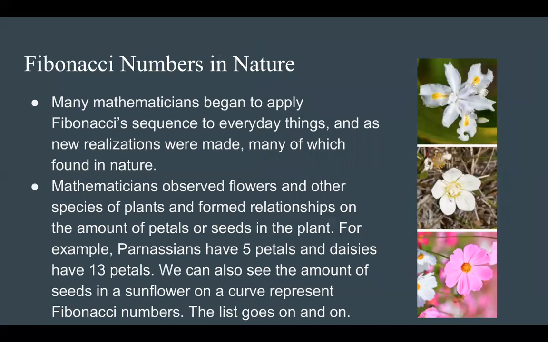Fibonacci numbers in nature. Many mathematicians began to apply Fibonacci sequence to everyday things, and as new realizations were made, many of which were found in nature. Mathematicians observed flowers and other species of plants and formed relationships on the amount of petals or seeds in a plant. For example, Parnassians have 5 petals and daisies have 13, both of which are Fibonacci numbers. We can also see this as the numbers of seeds represented in sunflowers on a curve. These represent Fibonacci numbers, and the list goes on and on.